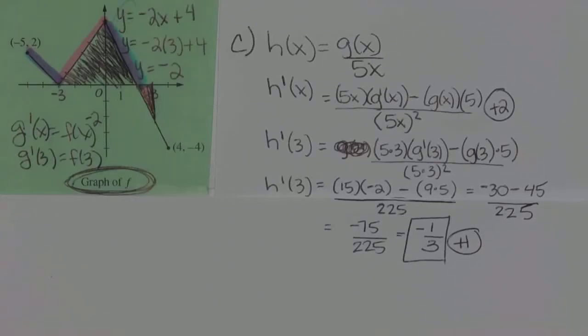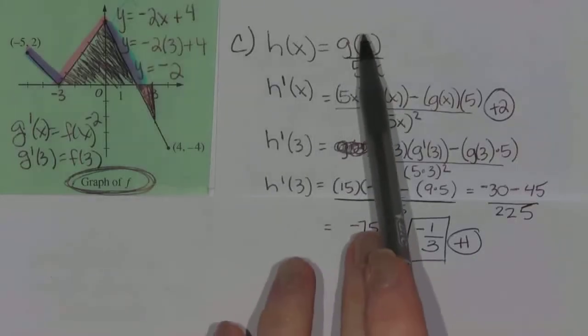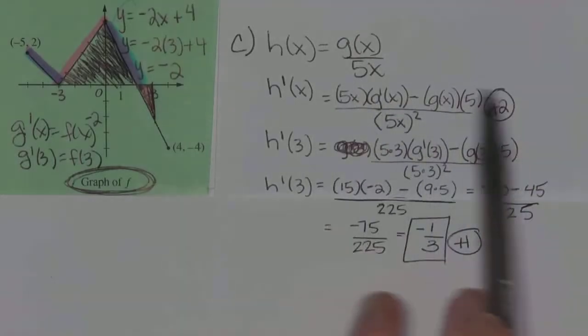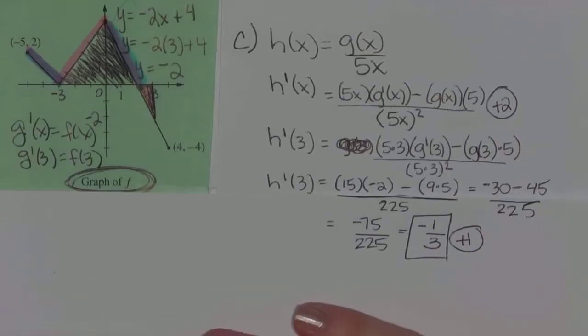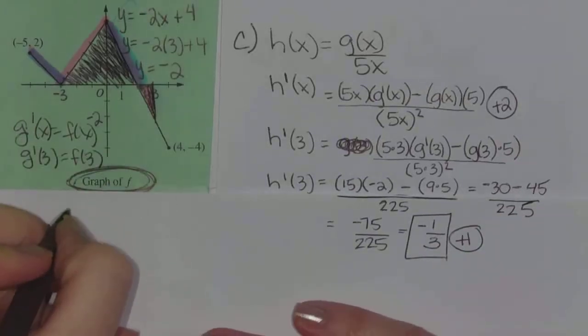So that's part C. Pretty straightforward. Straightforward in the quotient rule, but then a little bit more abstract when you have to get g prime of 3 and g of 3. You got to come back to some of the givens. Okay, and last but not least, let's see if I can fit it right here.